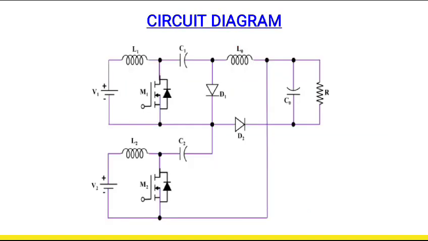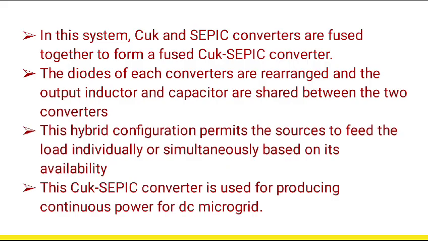This is the circuit diagram of CUK-SEPIC hybrid converter. It contains both CUK and SEPIC converters. In this system, CUK and SEPIC converters are fused together to form a fused CUK-SEPIC converter. The diodes of each converter are arranged and the output inductor and capacitors are shared between the two converters. This hybrid configuration permits the sources to feed the load individually or simultaneously based on its availability.